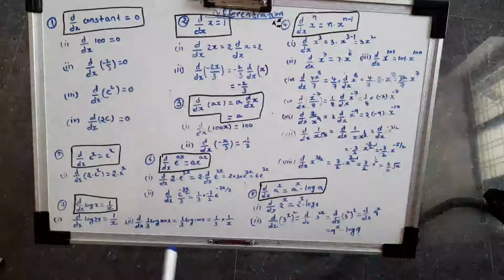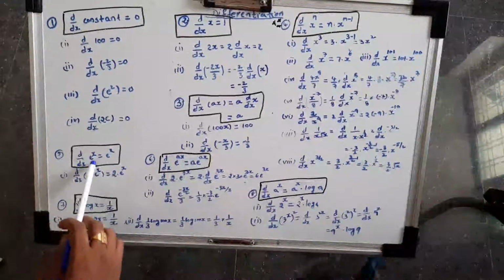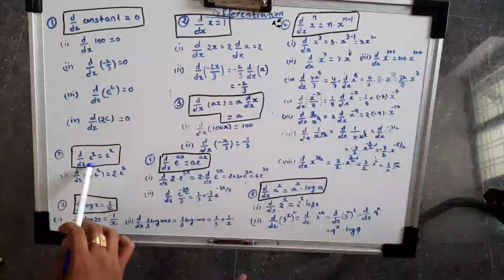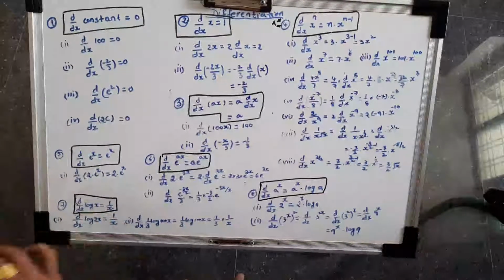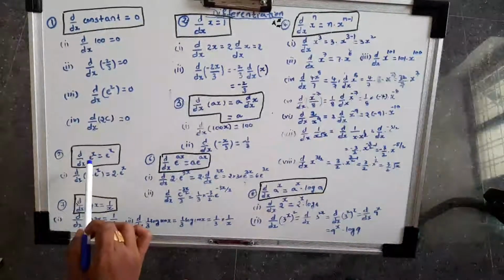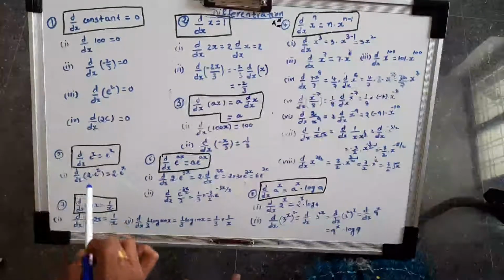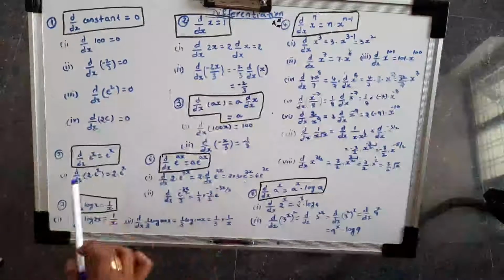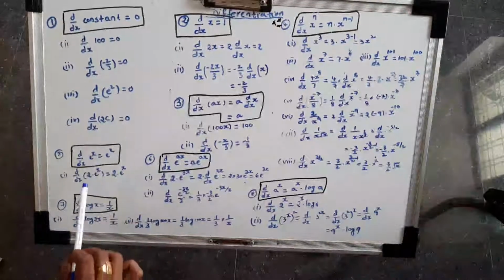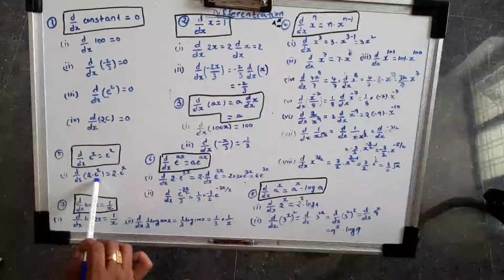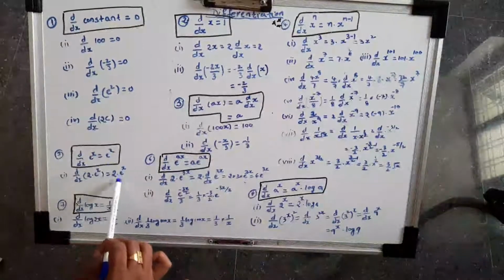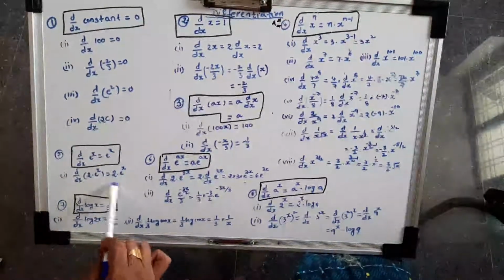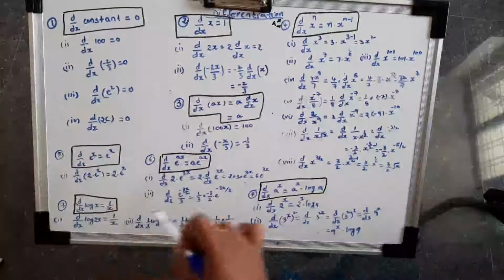Some examples. Fifth formula: the derivative of e power x is equal to how much? E power x only. Whenever e power x has no constant before it, you apply e power x equals e power x, whether it is derivation or integration. So the derivative of e power x is e power x. If there is a constant before e power x, that term will come again. If 100 into e power x, you will get 100 into e power x. This is a basic example.